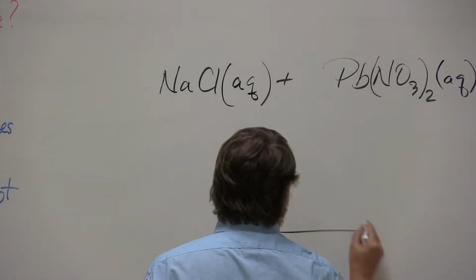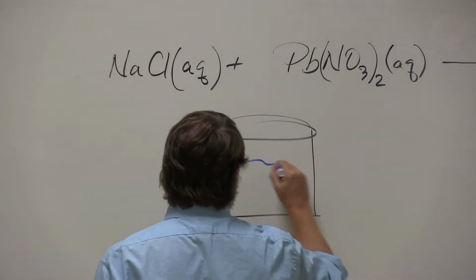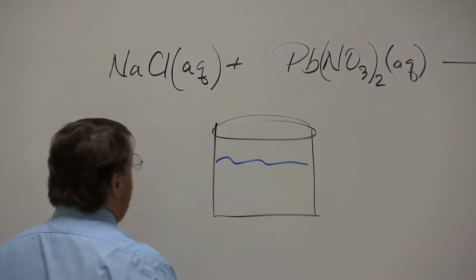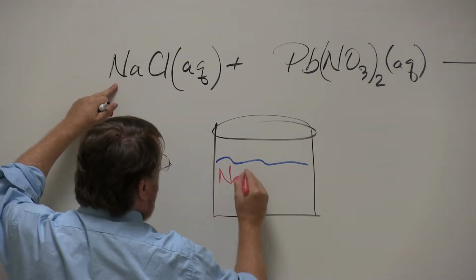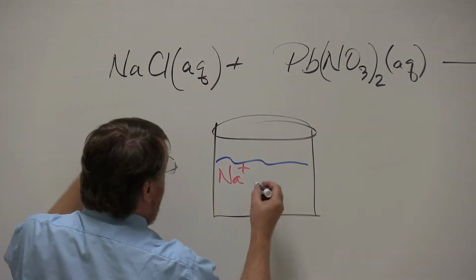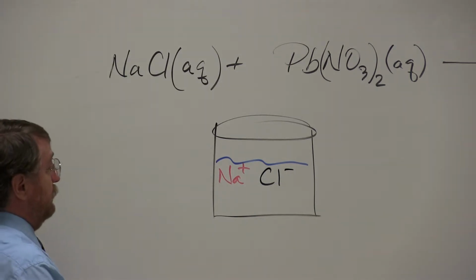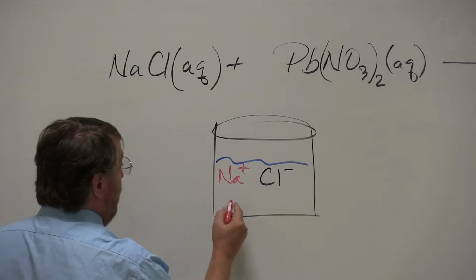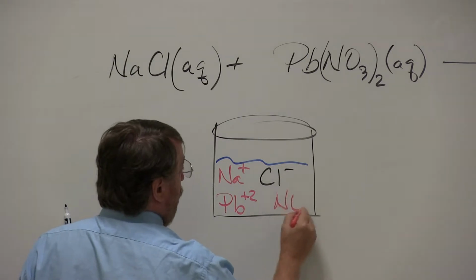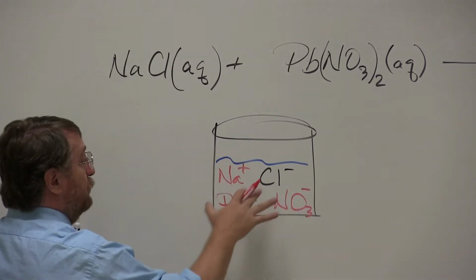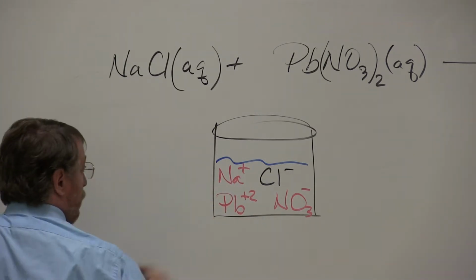So let's look at what's happening in our beaker. So here's our beaker, and we drop these ions in. If we drop these ions in, we're going to get not sodium chloride, but sodium ion and chloride ion. They're separate from each other at this point. That's what being a strong electrolyte is all about. Then we're going to have lead ion, Pb plus 2, and nitrate. Those are floating around.